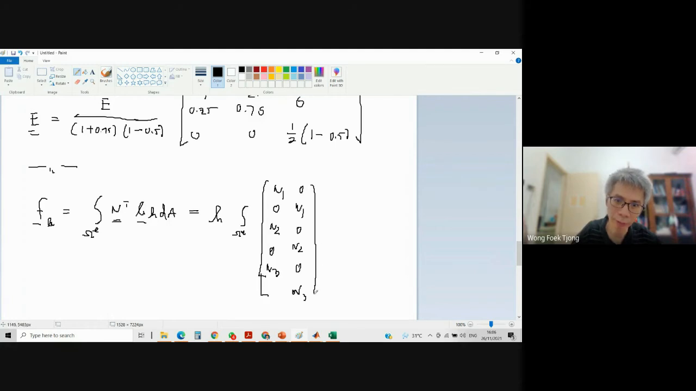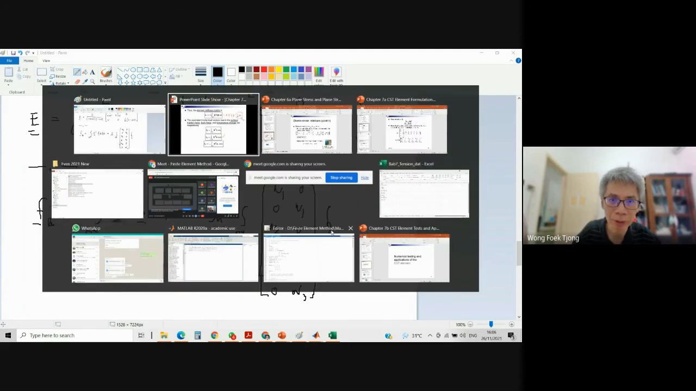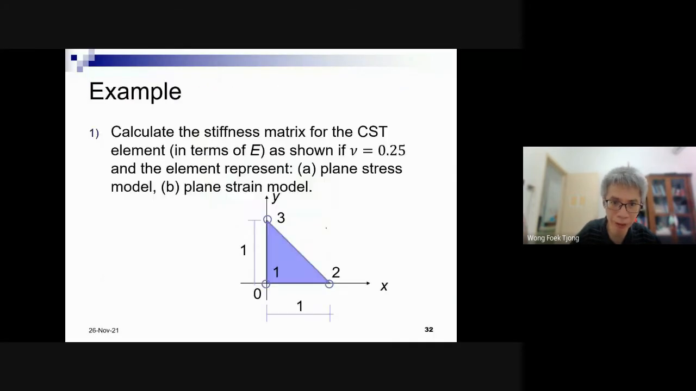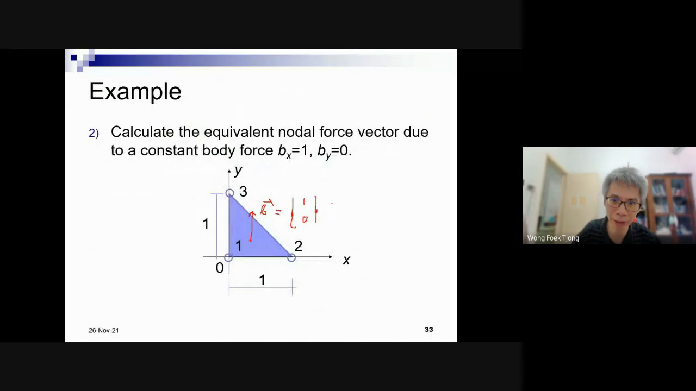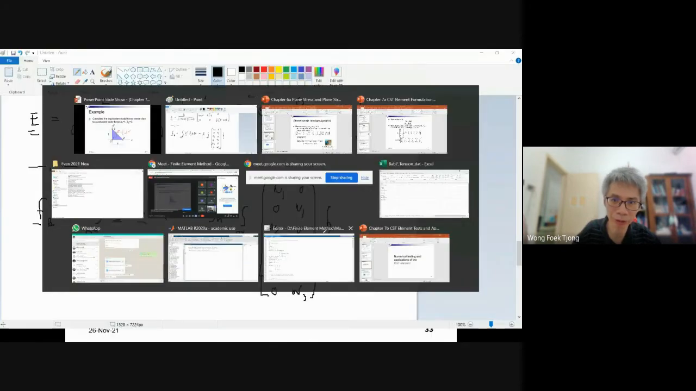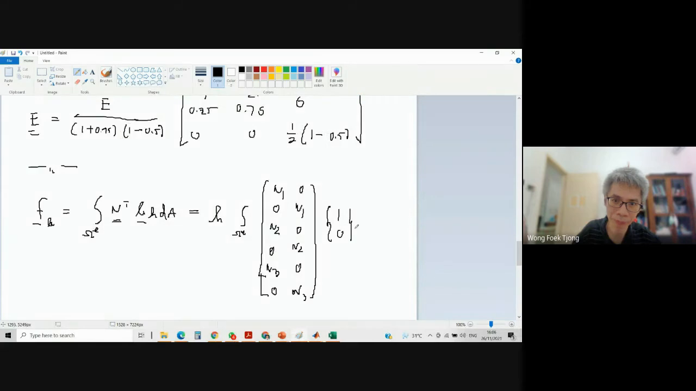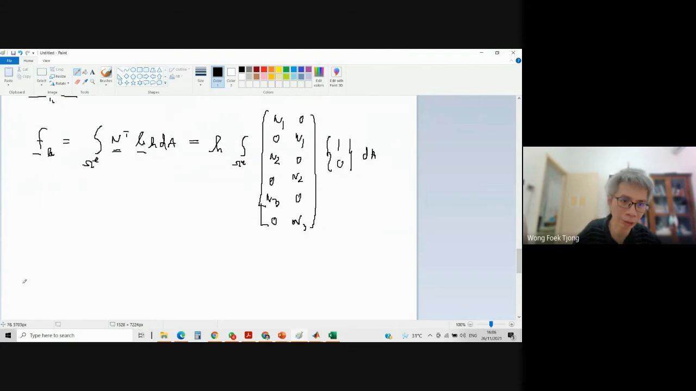We know N1, N2, N3 for this element, right? Easy, right? What is B? B is given. In this problem, B is 1, 0, right? Yes, 1, 0. So it's very easy. dA. So let's do the matrix multiplication.